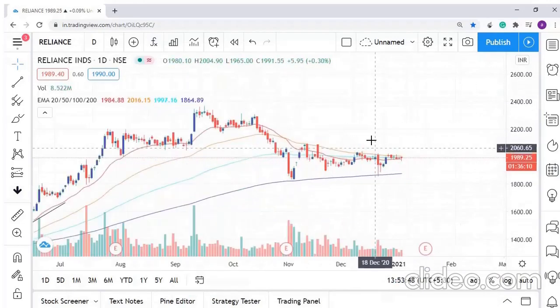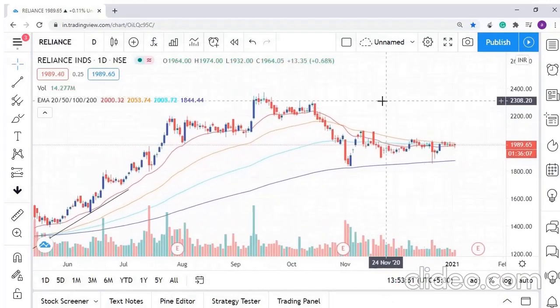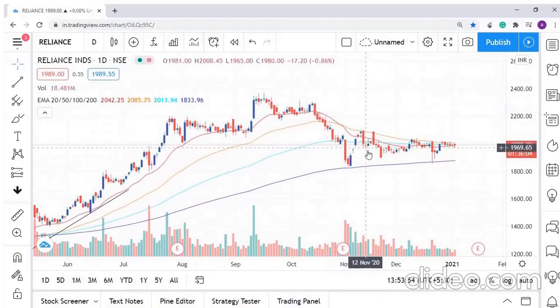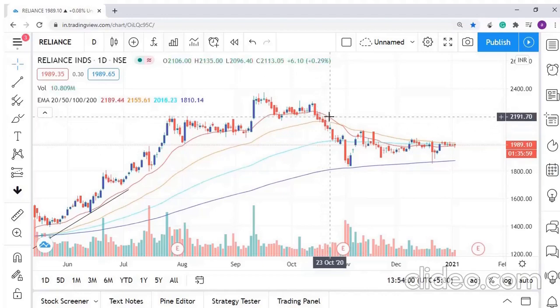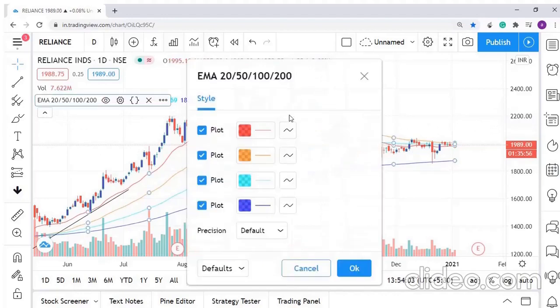These lines are moving average lines. You can see these are very colorful lines. I'll show you how to change the color and how to read them. We'll click on this line, and suddenly a pop-up appears. As you can see, we have here the 20, 50, 100 and 200 moving average lines. I'll just show you how to change the color. You will read about the lines further in technical analysis.